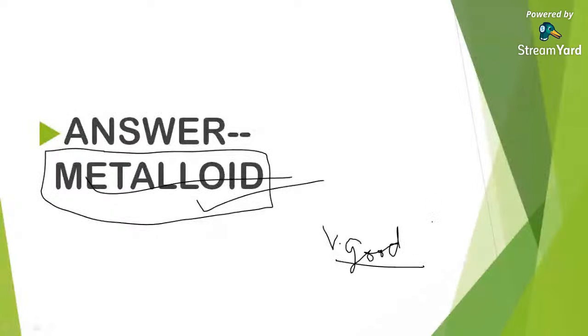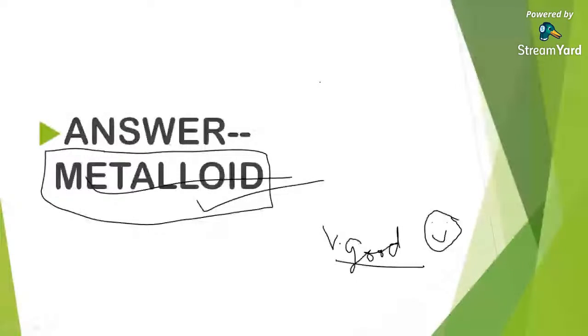So, metalloid is the group of elements in which some properties of metals as well as some properties of non-metals are present. And what are the examples of the metalloid? The examples of metalloid are antimony, bismuth. So they are the examples of a metalloid.